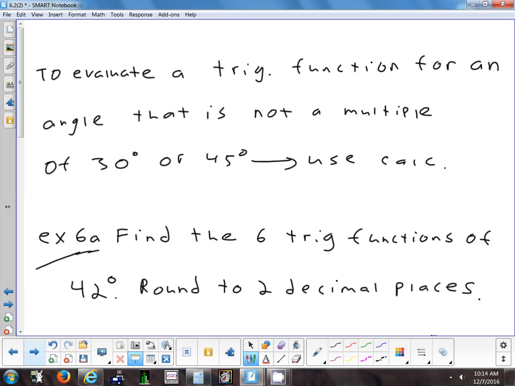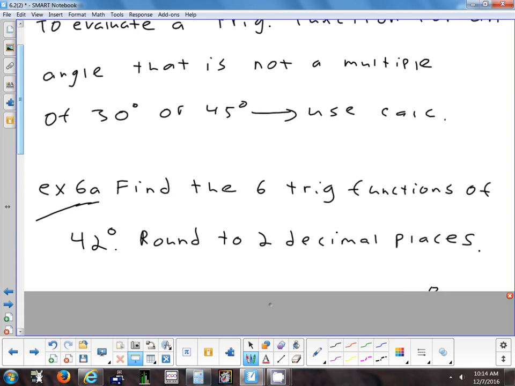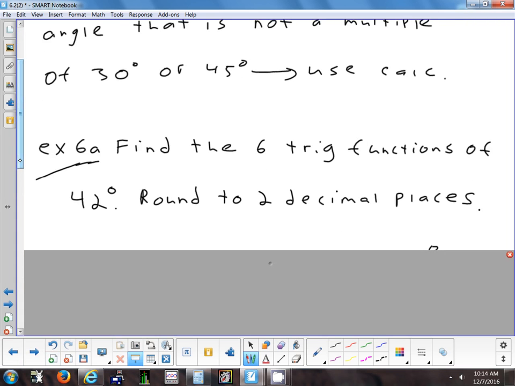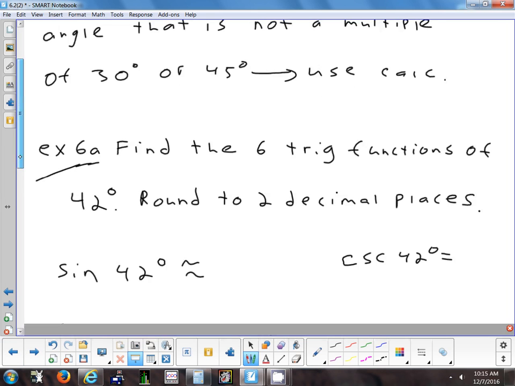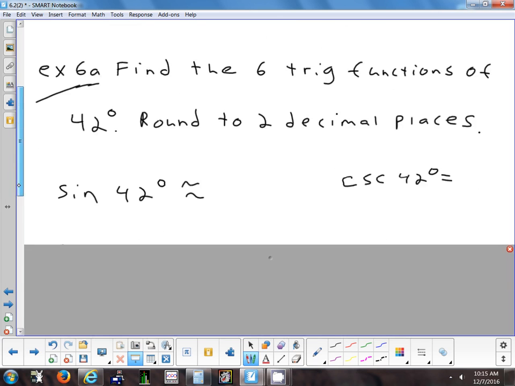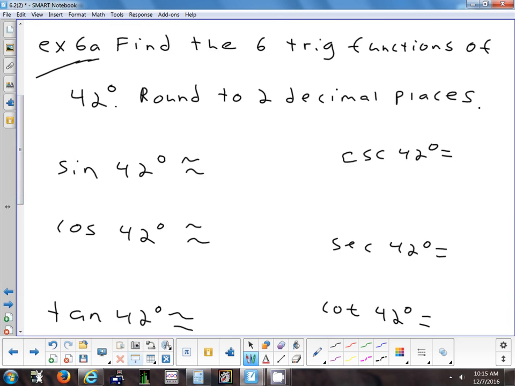All right, if you have an angle that's not a multiple of 30 or 45, we're going to use the calculator. Well, if you're a multiple of 30, you're automatically a multiple of 60. I'm sorry, the other way around. If you're a multiple of 60, you're automatically a multiple of 30. So if you can't do something on the unit circle, then we just use the calculator. Okay? So I'm going to show you how to find the 6 trig functions of 42 degrees.